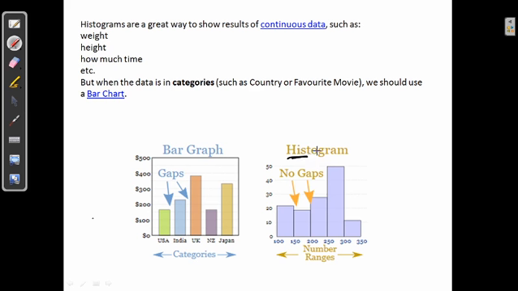Hello. Yes, sir. Okay, now let us look at how you would use this.